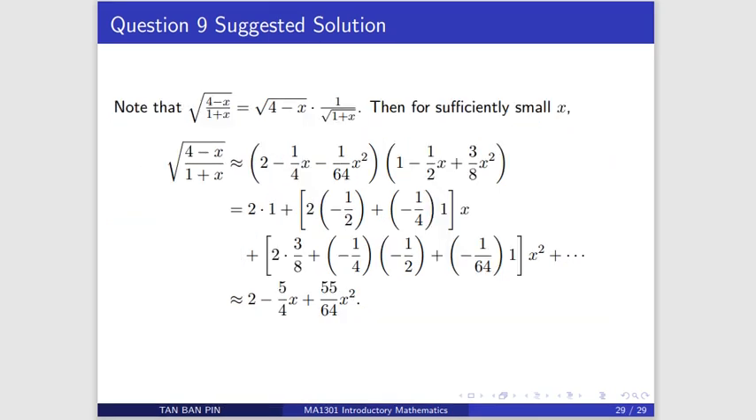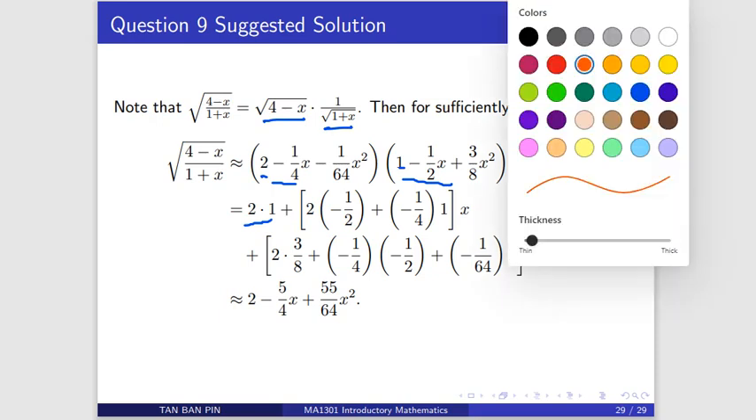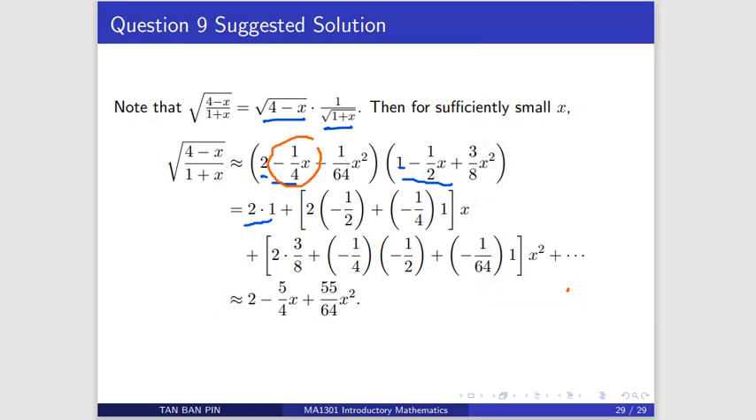So with that, you have found the expansions for square root of 4 minus x and 1 over square root of 1 plus x, which are these two expressions. And then we just multiply out. So you take 2 times 1 to get the constant term. To get the x term, you need the x term and the constant term. So it's minus 1 quarter x with 1, and minus half x with 2.